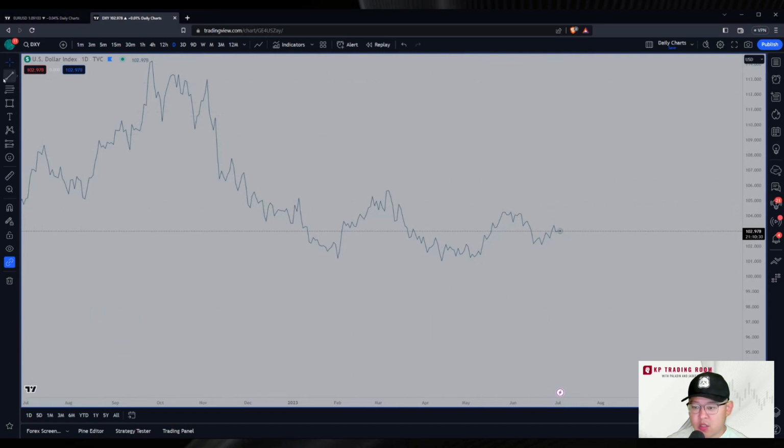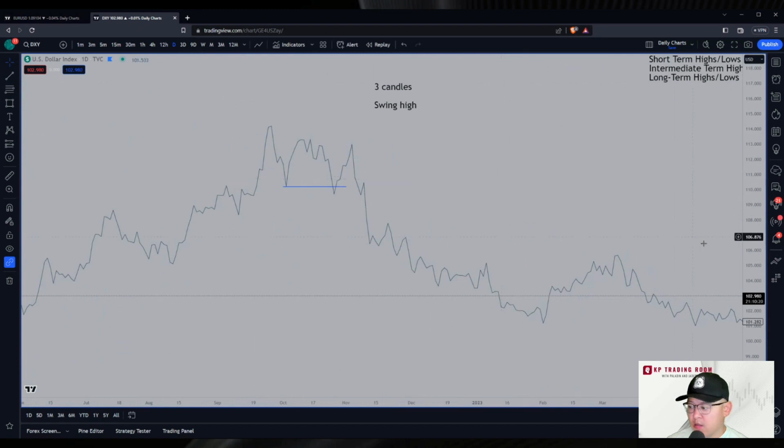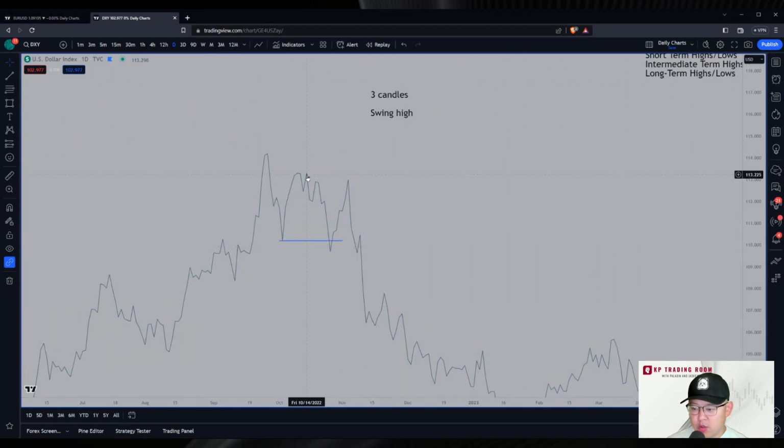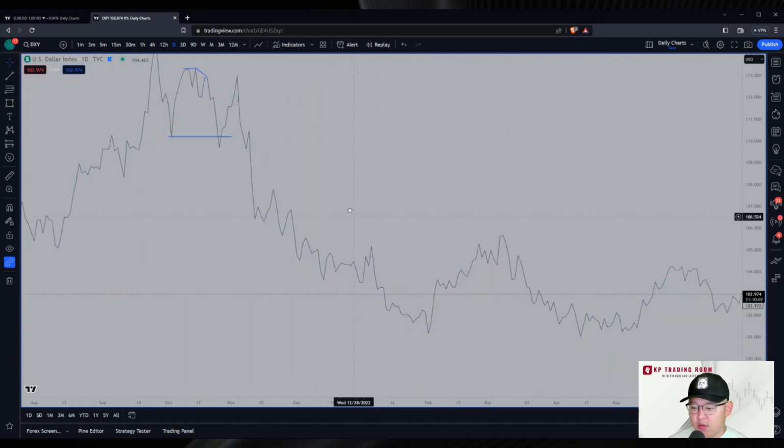So we can use these market structure shifts, right? Let's say if we break this low and then we fail to break this high. And so if you zoom in here, this is our short-term high, all right? So we fail to break that high, right? Well, we could possibly target the lows again. So that's our market structure shift, and this is this breaking down.